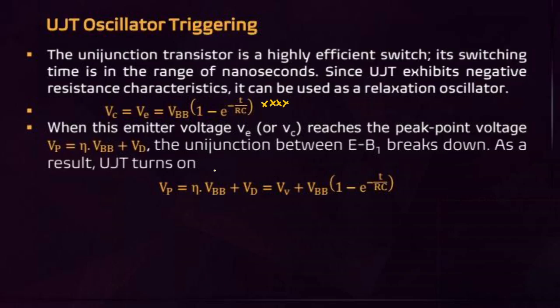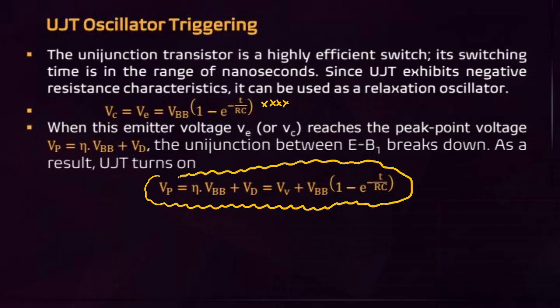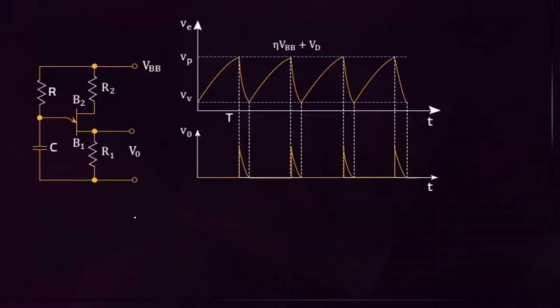What is VP equal to? Actually, this formula I already gave: eta VBB plus VD. In terms of valley voltage and in terms of base voltage, it is the peak voltage. Whenever it reaches the peak voltage, the PN junction breaks down and it comes into the on state. And the UJT is used as an oscillator.